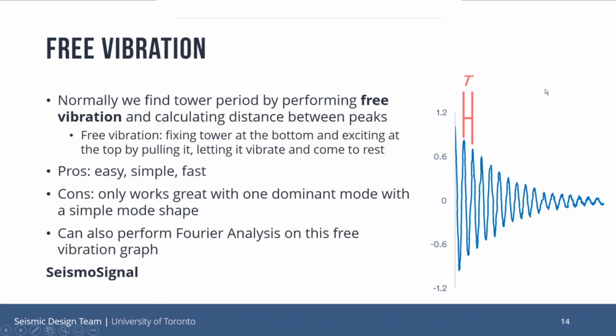So one thing that we also talked about in the first Seismic Academy was the idea of free vibration. If we were to fix the tower at the base and then excite it, like pushing on the top and then letting it go, we would get this free vibration graph on the right. By finding the distance between those peaks, we can find its period. But what we can also do is look at the Fourier transform of this graph and see what the dominant frequencies are, because obviously the tower's fundamental frequency is what's dominating this graph.